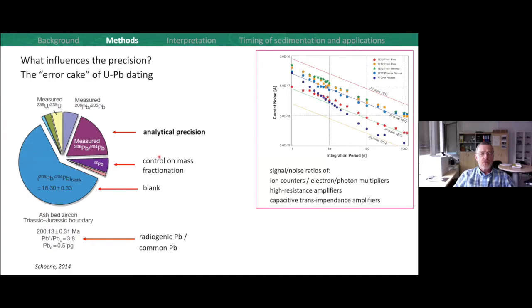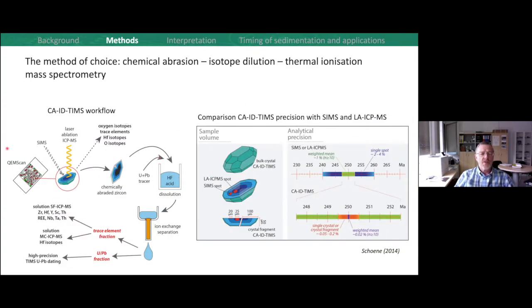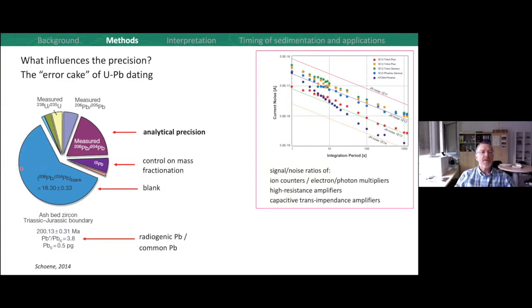Important is to know in this whole context, in this whole procedure, where are actually the critical points, the critical moments. So what influences most the precision? So we are using a software which can make from each analysis these fantastic error cakes, which are really a very good way of showing what are the sources of error in our analysis. So analytical precision, so the analytical uncertainty from our uranium and lead measurement, and also the mass fractionation, that's one part. And analytical precision has been largely improved over the last years.